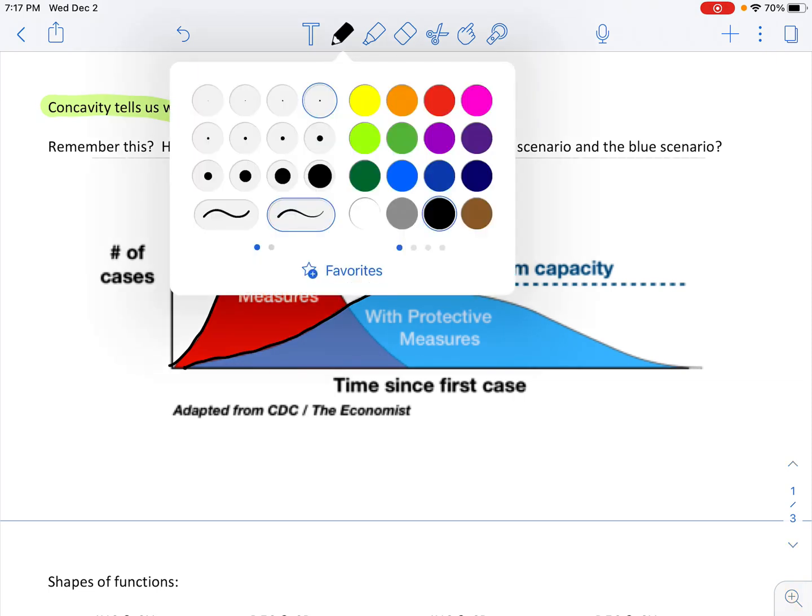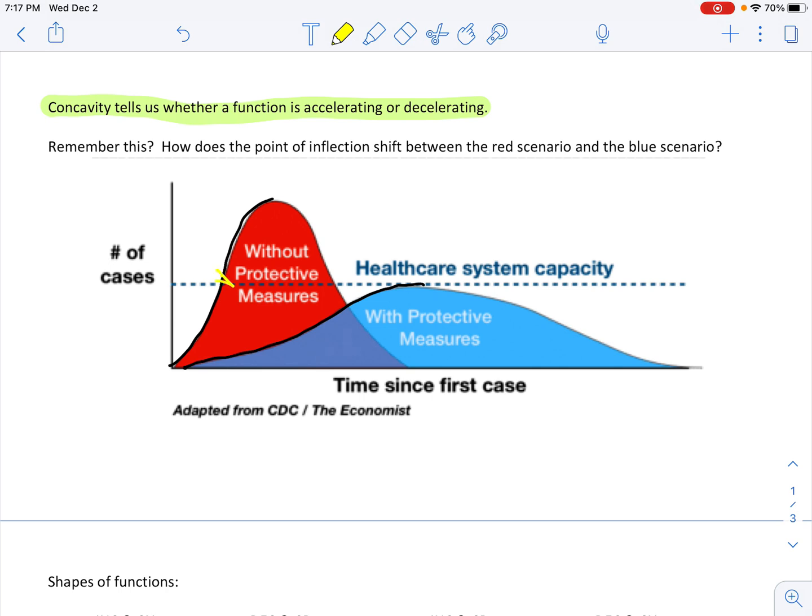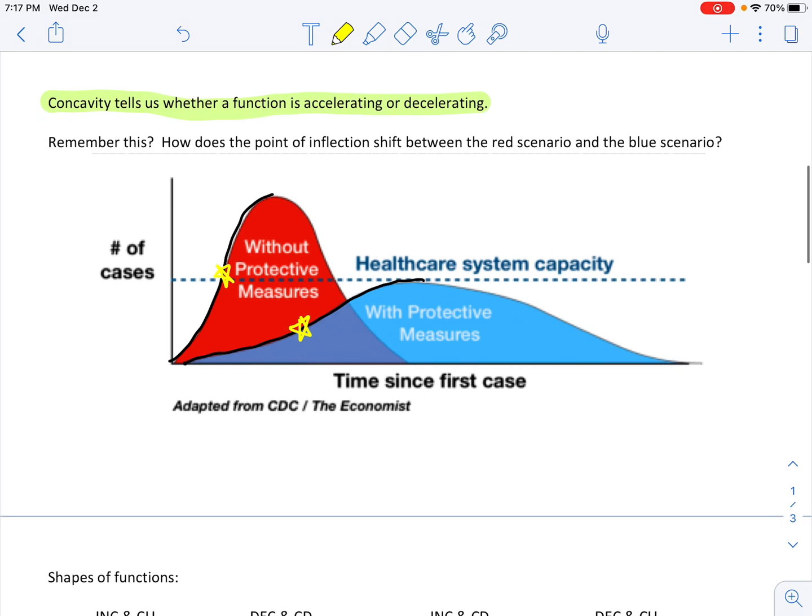And then what we notice, I don't know what color would be best here, let's do a little yellow star. So the point of inflection for the red function is right about here, and the point of inflection for the blue function is right about here, right? And what we wanted to do was to move this point of inflection. Not only did we want to move it along the x-axis, we wanted to slow the growth of the curve by making that point of inflection occur at a longer time than the red function would allow.